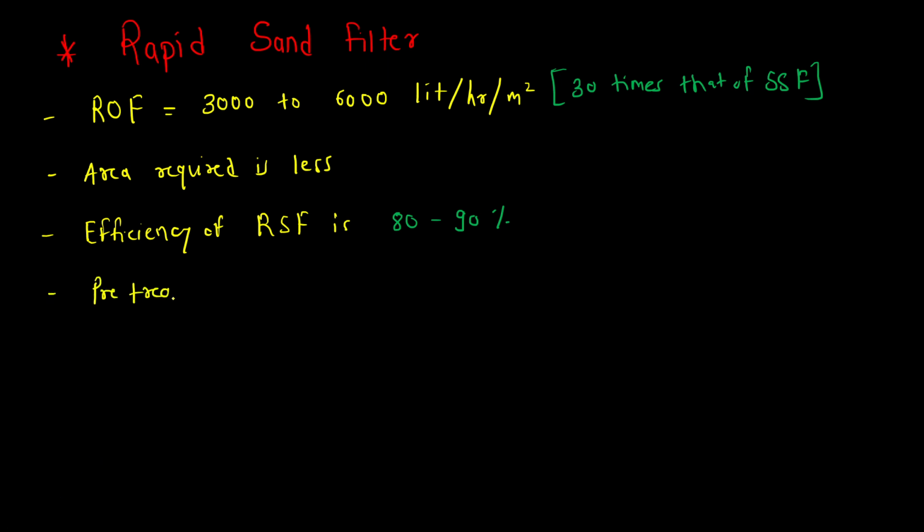So as the efficiency is less, pre-treatment and post-treatment of water is mandatory. See, in slow sand filter there is no requirement of pre-treatment and post-treatment. The slow sand filter is itself a one-man army, that if you just pass the water through it, almost 99% you will get the pure water. Whereas in rapid sand filter, as the efficiency is less, we have to subject the water to pre-treatment and post-treatment.